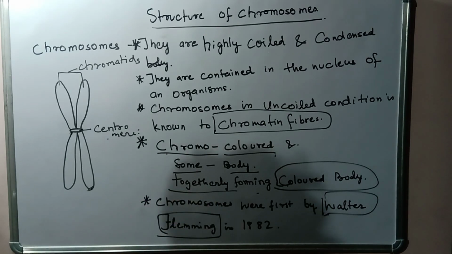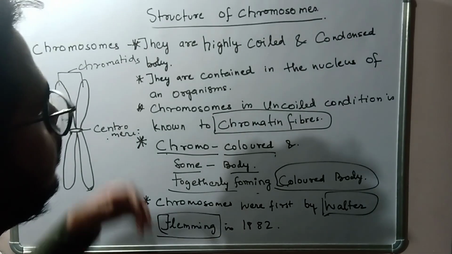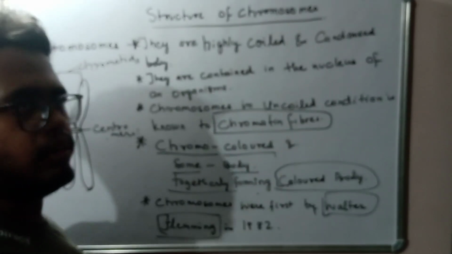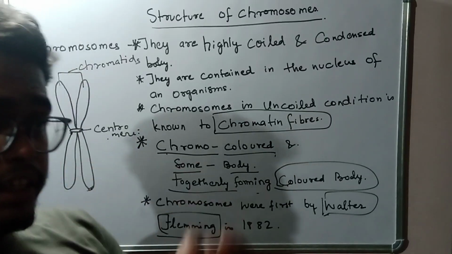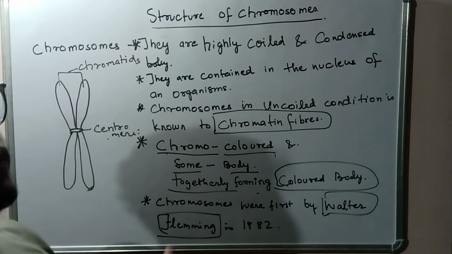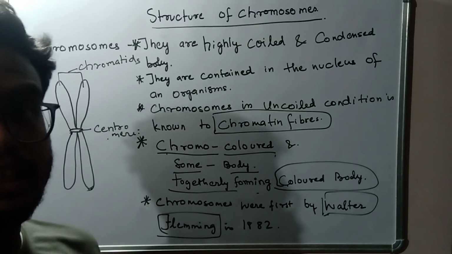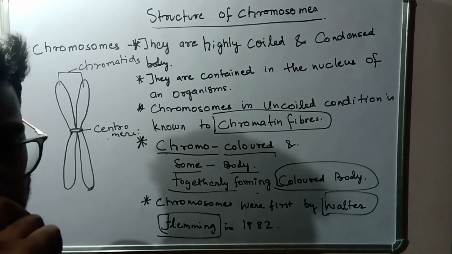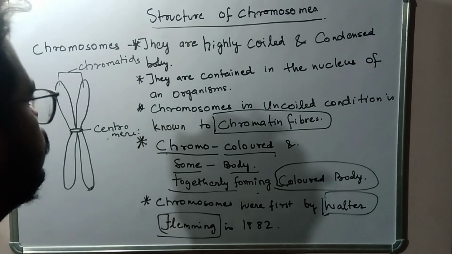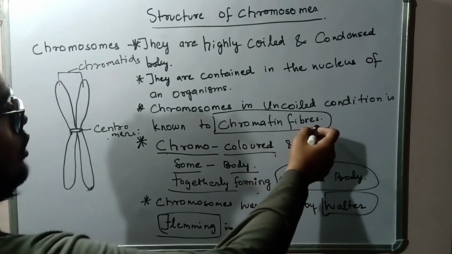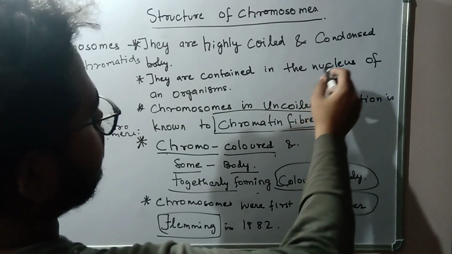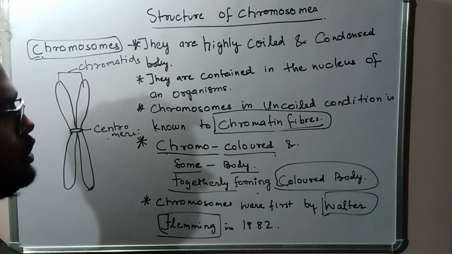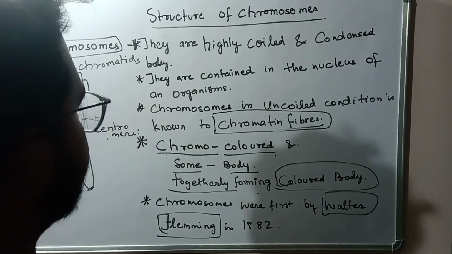So the chromosome is contained in the nucleus of an organism. It is the highly coiled and condensed body of chromatin fiber. What is chromatin fiber? Chromatin fiber is composed of two different components. First one is DNA, which is 40% in percentage. Another one is histone protein, which is 60% in percentage. Together they form the chromatin fiber. Chromatin fiber in the coiled and condensed condition forms the chromosome, which is known as a colored body.